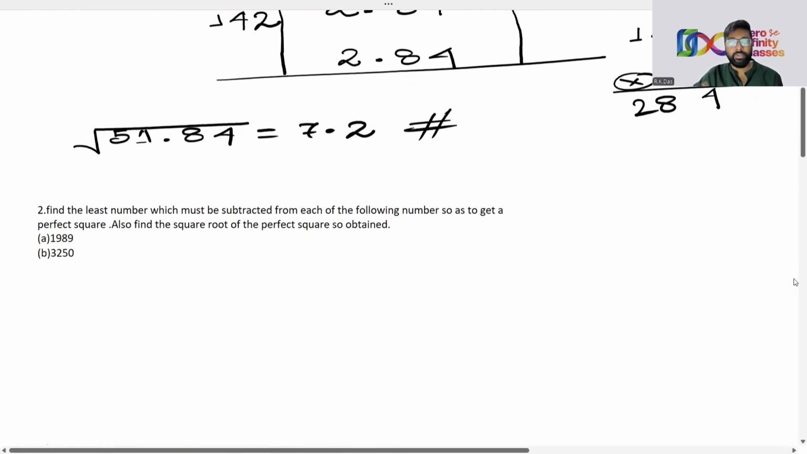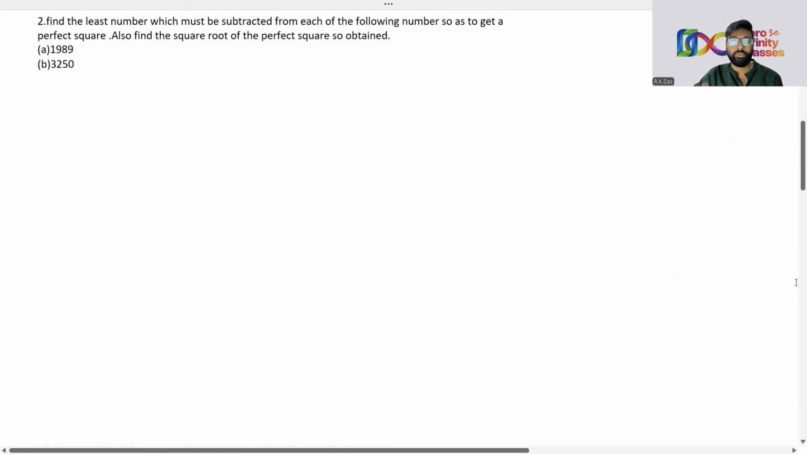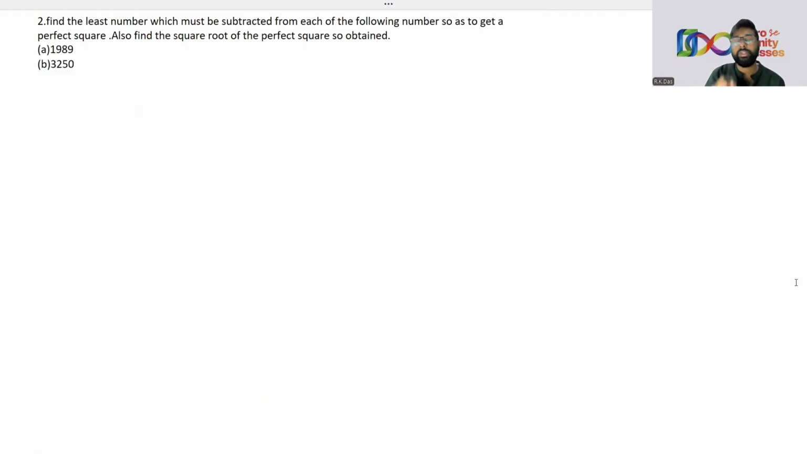perfect. So now I will be doing question number 2. So question number 2 is what? Very simple question. Here we will be given a number and we have to find another number. We will be given a number and we have to find another number to be subtracted from that number so that the number becomes a perfect square.